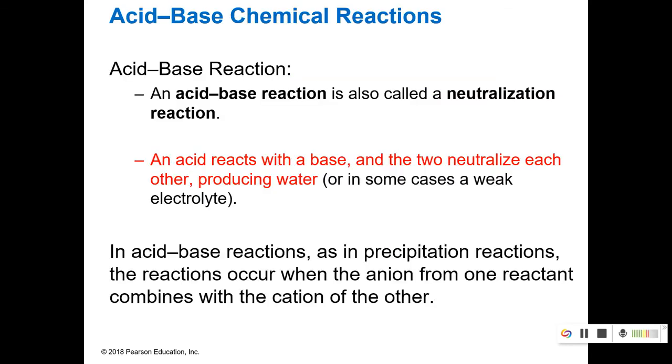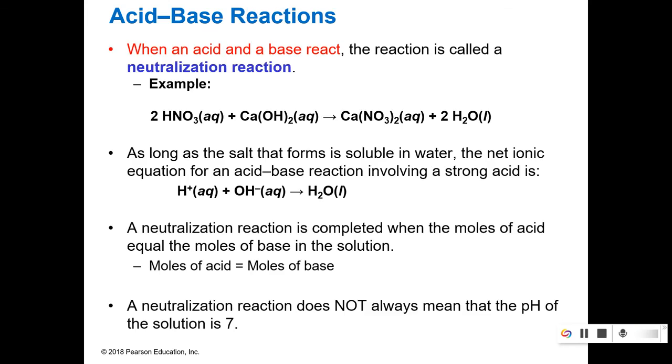Okay, now we're talking about acid-base reactions, which are commonly called neutralization reactions. This is when an acid and a base react and they will neutralize each other to make water. It's important because water is a neutral compound on the pH scale. Also, whatever is left is going to be called a salt.